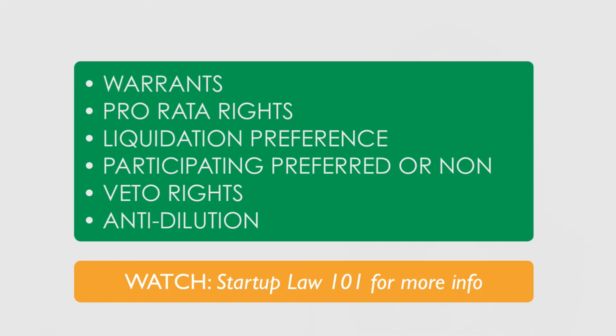But the things you really want to keep an eye out for are warrants, pro rata rights. You want to look at liquidation preference, make sure it's not too high. You also want to look at whether they're going to be participating or non-participating, which basically means they get to participate in the common proceeds.